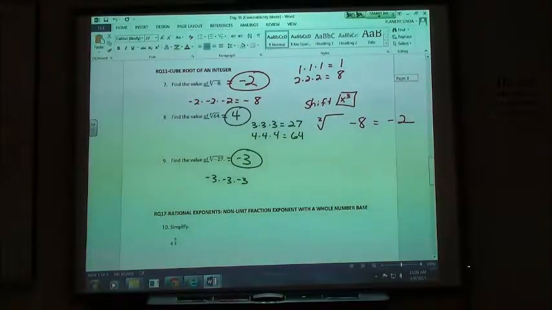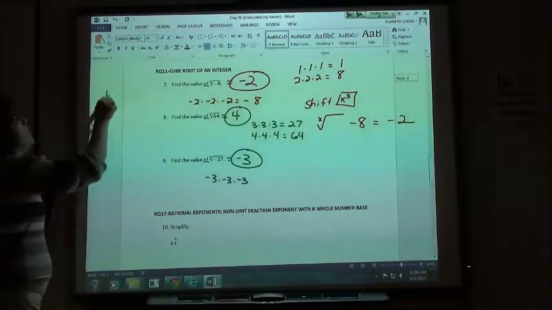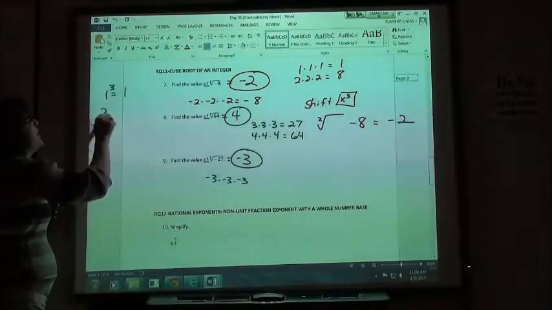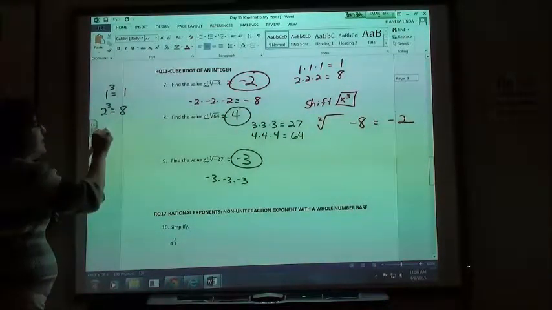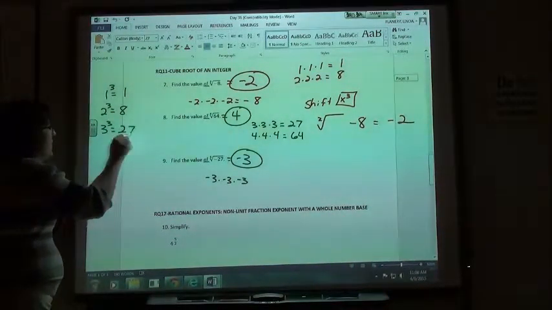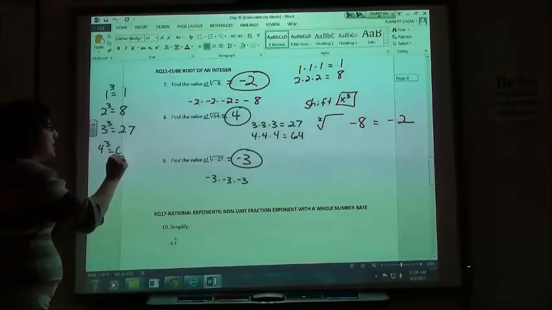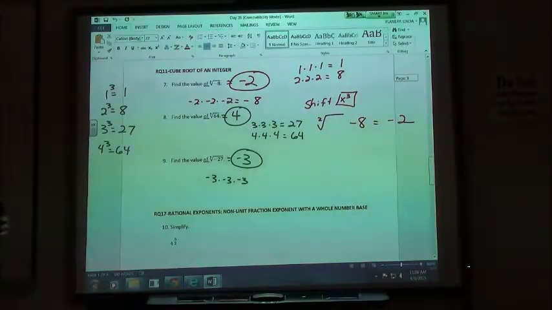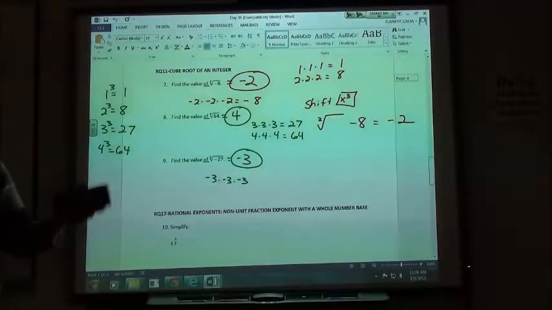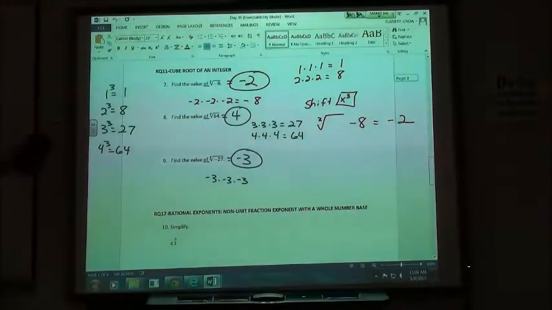So, when you're doing cube roots, you want to think of your perfect cubes. 1 cubed is 1, 2 cubed is 8, 3 cubed is 27, 4 cubed is 64, and you could keep going with your list. 5 cubed, 6 cubed, 7 cubed, and so that when you're doing these, you don't have to always think about, well, what number should it be?